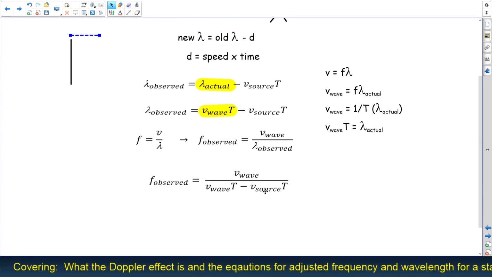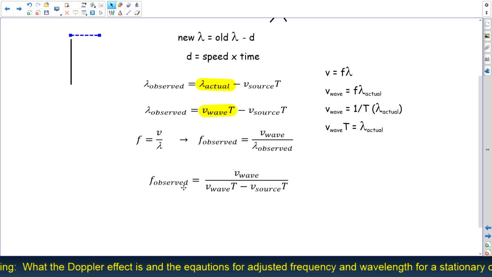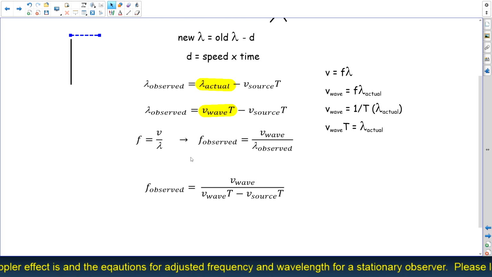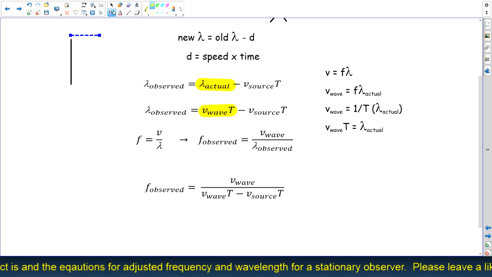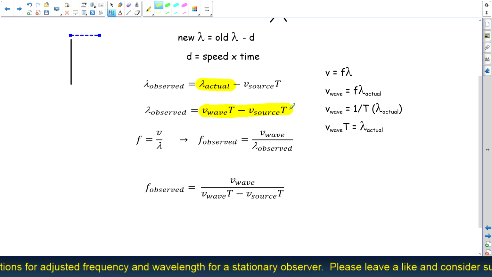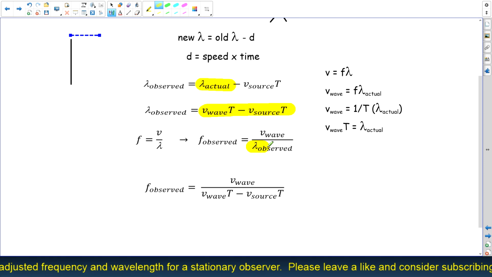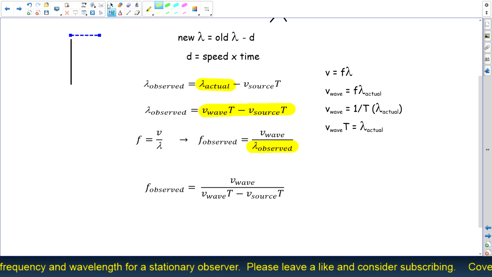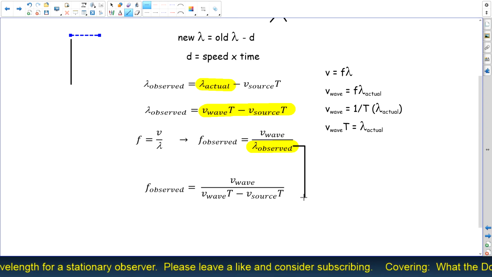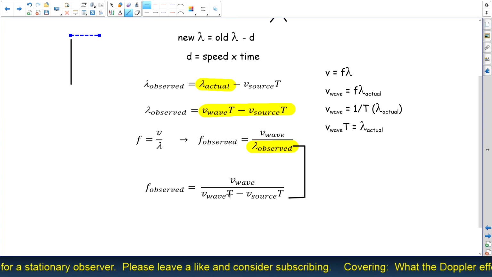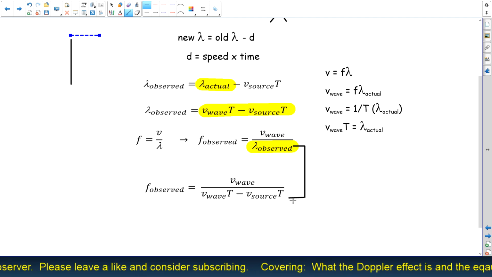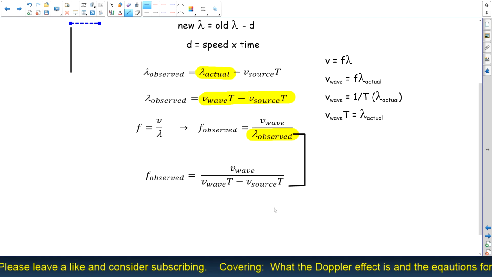All right, that may take a little bit of maneuvering, but we can do this, okay, because all we do is take our expression here that says lambda observed equals v wave over v source, and we replace lambda observed here. Okay, see what I've done? I've taken lambda observed and simply replaced it with v wave t minus v source t. Okay? Hope you're following this.